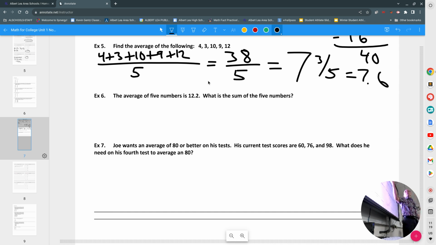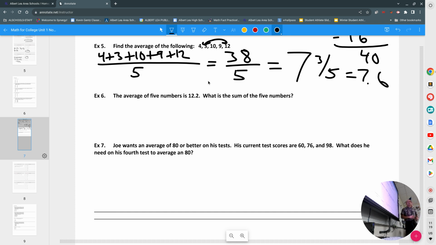Is it possible for me to come up with an average of, say, 14? Would it be possible to come up with an average of 14 for this problem? 14 is larger than all the other numbers, isn't it? Would it be possible for me to come up with an average of 2? It's smaller than all the other numbers, right? So it must be between the smallest number and the biggest number. So I got 7.6.